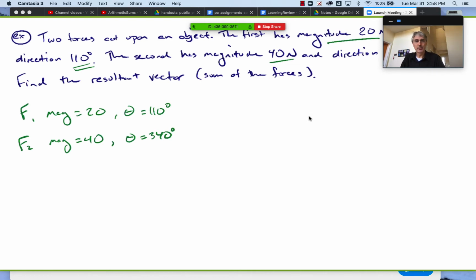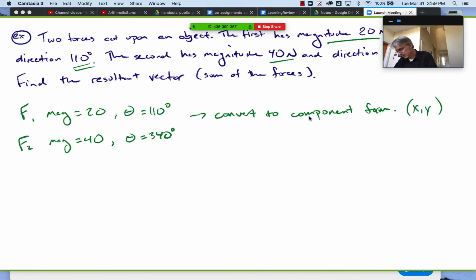The problem is that the way the information is presented doesn't make it easy to add, and so we need to convert these vectors to component form, which means I want them in x comma y form. And in all instances, x will always be the magnitude times the cosine of the angle, and y will be the magnitude times the sine of the angle.